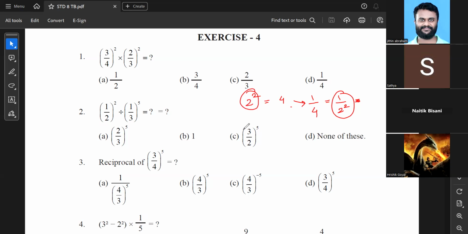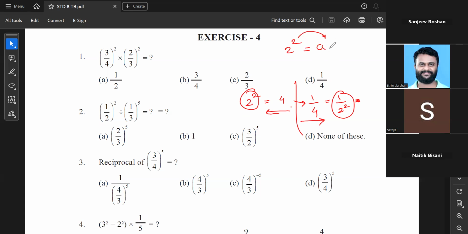No, see, the reciprocal is 1 by 2 raised to 2 only, but this is a different problem and this is a different problem. Now, for example, in this case you have 2 raised to 2 equal to some value, let's say a. If you wish to take it to the other side, what happens? When it comes to the other side, it comes as 1 by 2 raised to minus 2.